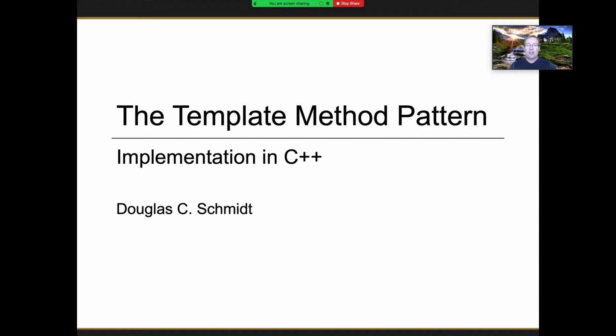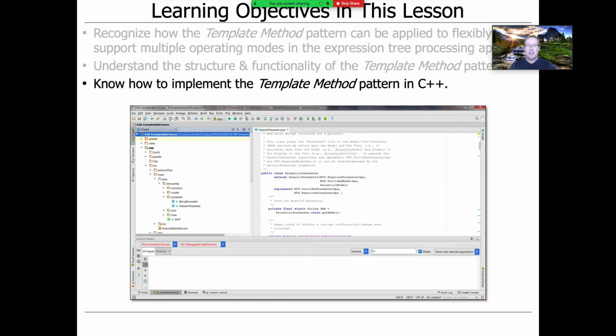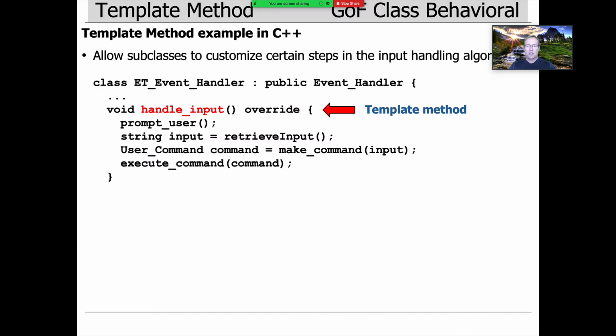So now let's go ahead and take a look at the template method implementation in C++. As you'll see here, we're going to define our ET event handler class, which inherits from another class called event handler. Event handlers are used by our event dispatcher, which is called the reactor. We're not going to talk a lot about that. I mentioned it briefly in my video on singleton, and you can take a look at how it works. But I'll talk about it enough here to make sense of how it all fits together.